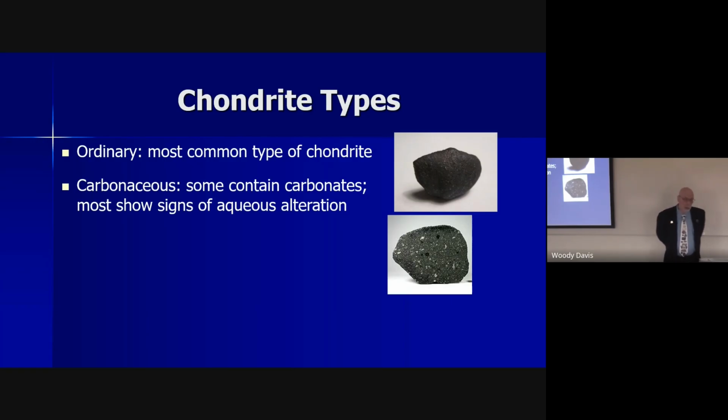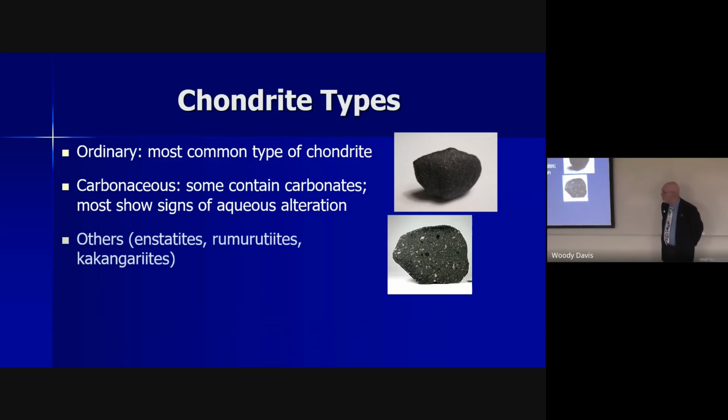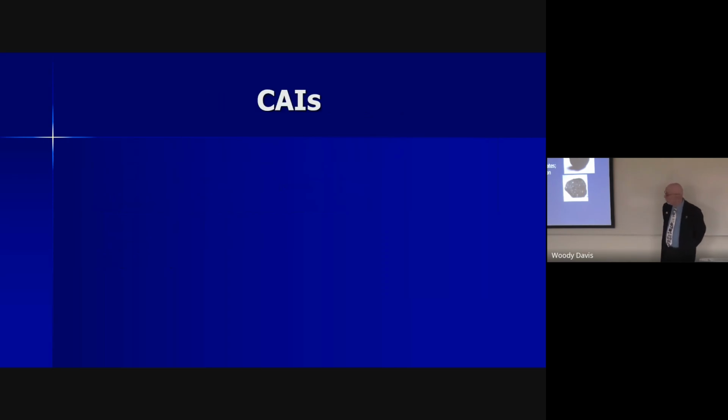And so it's believed that these asteroids that they came from were found further out in the asteroid belt, closer to the Jupiter side, or past what you'd call the water line in the solar system. And then there's some other types which are quite a bit rarer: enstatites, rumurutiites, and very rare kakangariites.